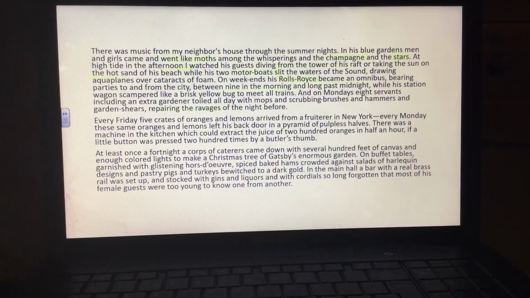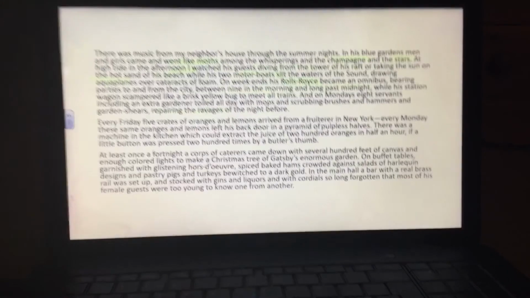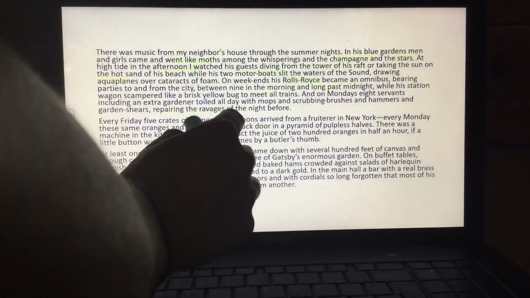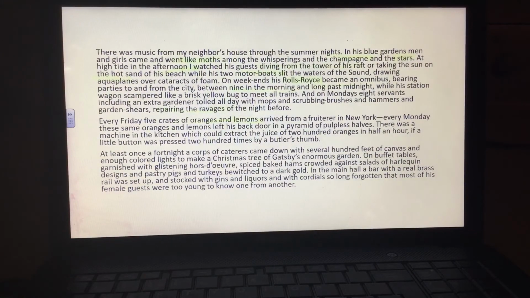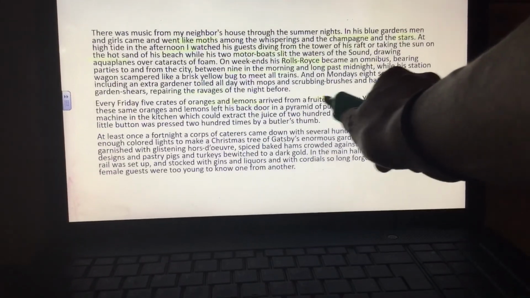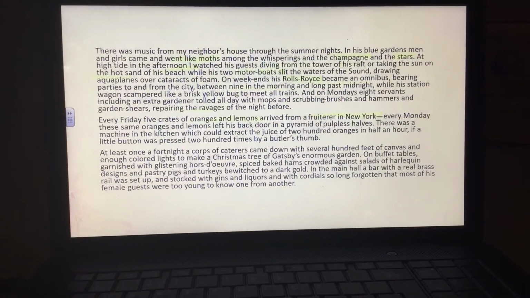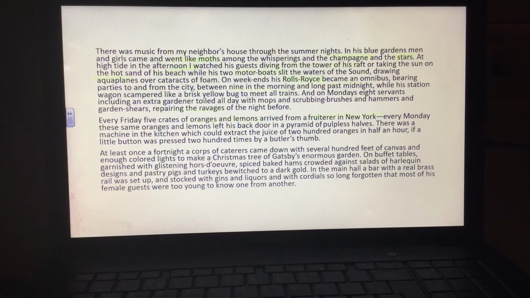Every Friday, 5 crates of oranges and lemons arrive from a fruiterer in New York. Every Monday, these same oranges and lemons left at the back door in a pyramid of pulpless halves. So we've got this idea of exotic fruits being used in that sense. It's coming from a fruiterer in New York, so that idea of the city. It's not just a local farmer, so that's the idea of expense that comes within it. So I'd want to start thinking about that use of the proper noun of New York and that use of the nouns of oranges and lemons, that sort of exoticness of what he's doing.